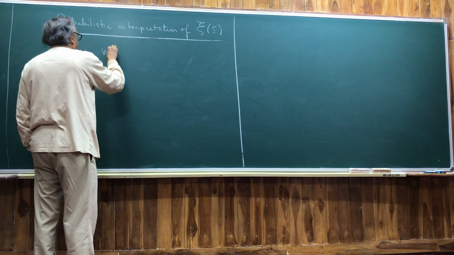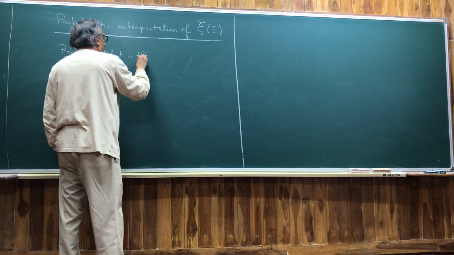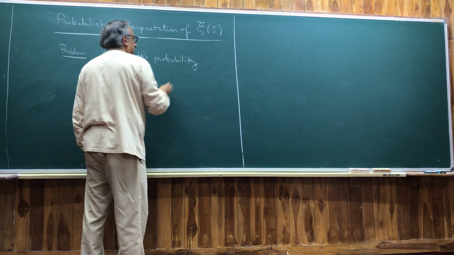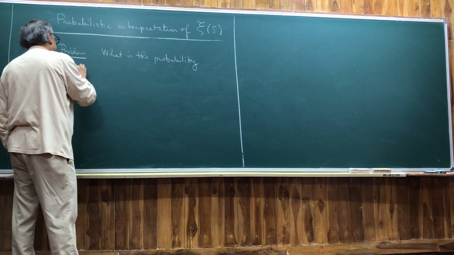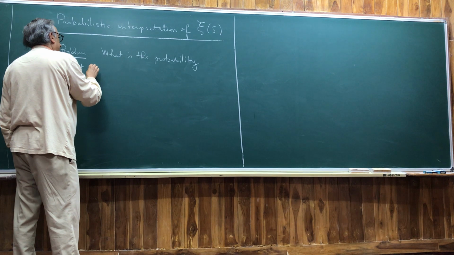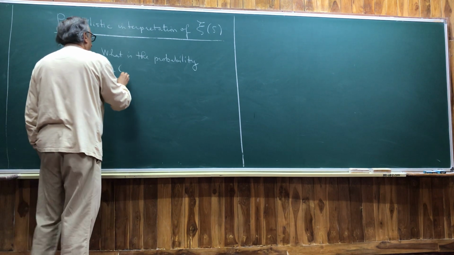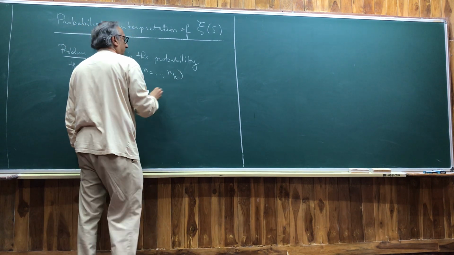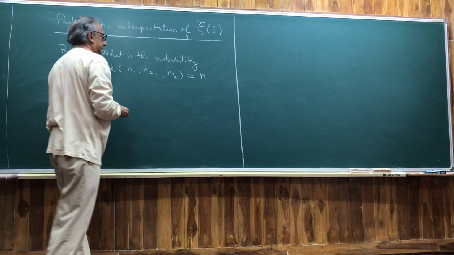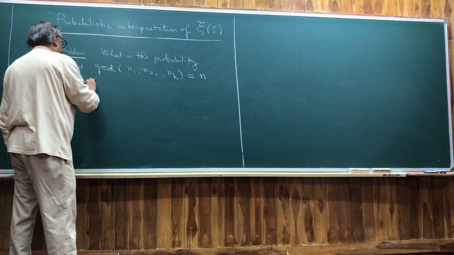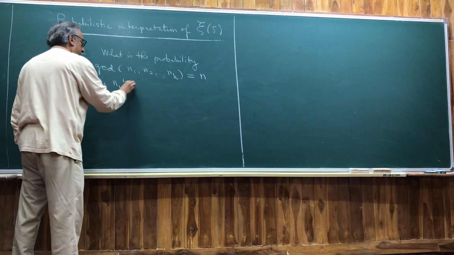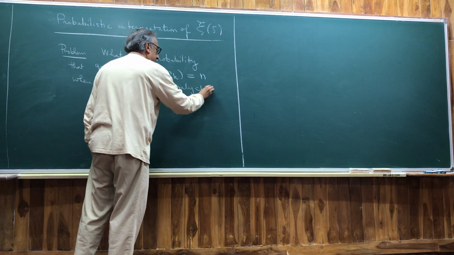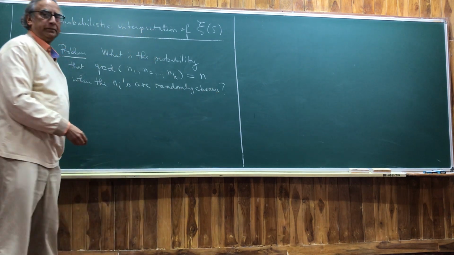What is the probability that the GCD of N1, N2, and so on up to NK is equal to N when the Ni's are randomly chosen? This is a classical question.